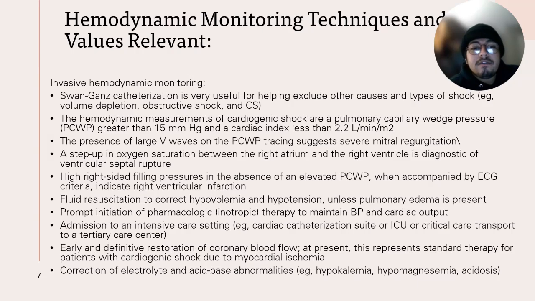The presence of large V-waves on the PCWP tracing suggests severe mitral regurgitation. What can be super bad about that is that it can cause a clot to build up, and depending on how severe, it could be life-threatening. A step up in oxygen saturation between the right atrium and the right ventricle is diagnostic of ventricular septal rupture. High right-sided filling pressures in the absence of an elevated PCWP, when accompanied by ECG criteria, indicate right ventricular infarction.